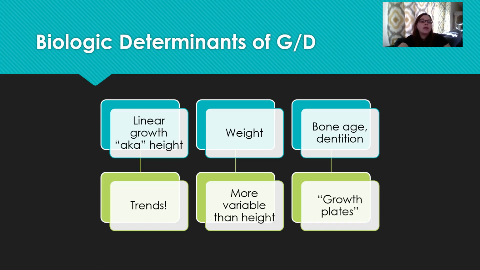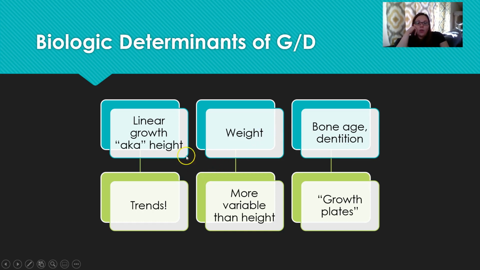Okay, so in keeping in line with talking about our foundations of growth and development, there are biologic determinants of growth and development. So three big buckets for you to be thinking about: How tall are they? Their height, their weight, and their bone age / dentition. I'll tell you that we will focus more on the height and the weight than we will on bone age or dentition, but it is part of that. So I want you to have that full understanding.